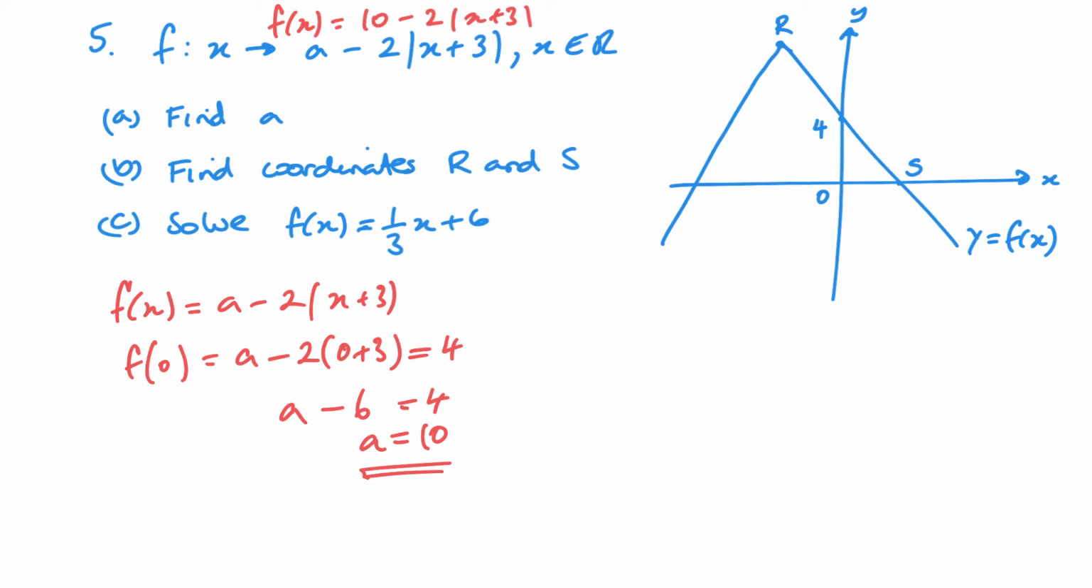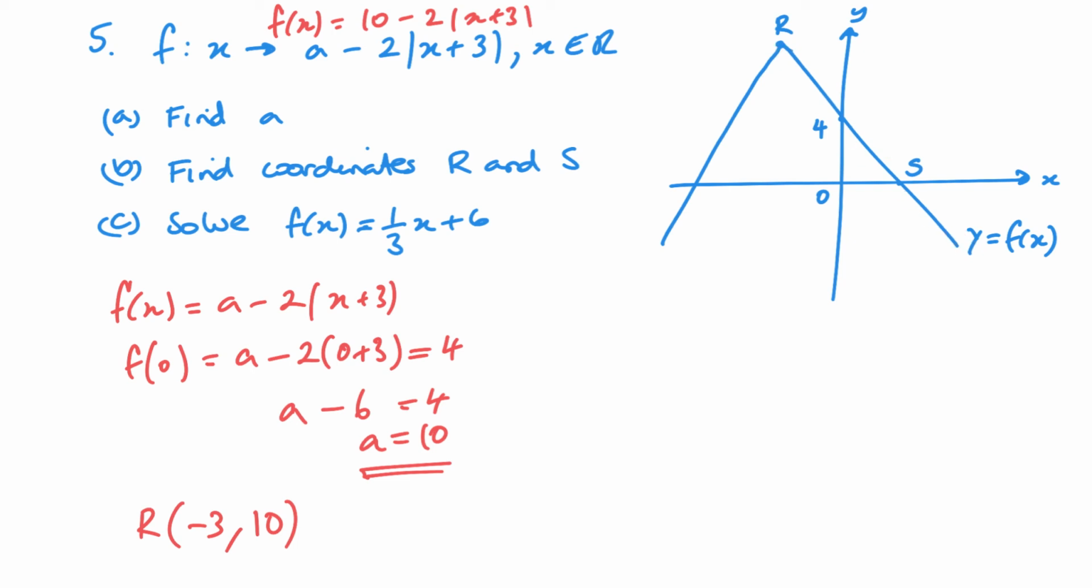So immediately now we can find the coordinates of R. R is that turning point. So R should be the coordinate when x is -3, and y would then be 10. Nice and easy. Now to find S, we need that when quite clearly y is equal to 0, and it's this part of the graph I want.